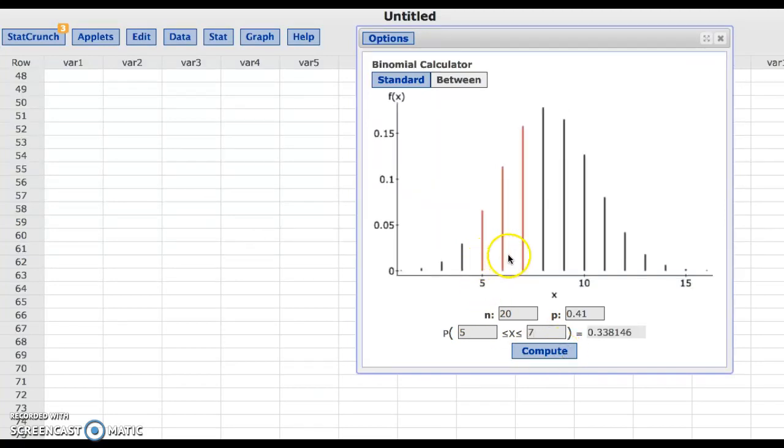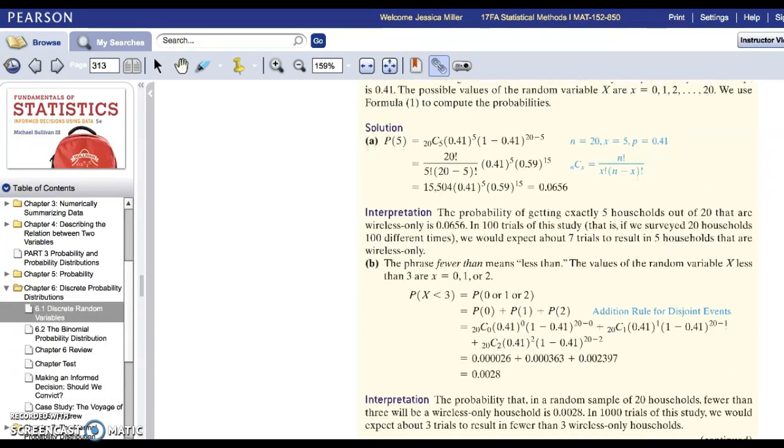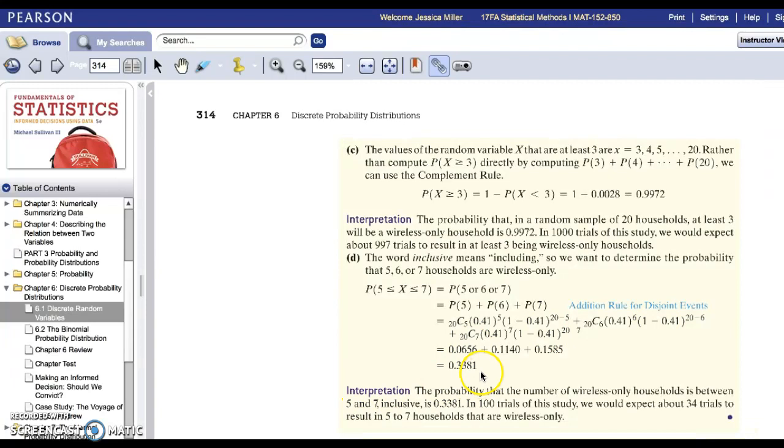So notice StatCrunch highlights our 3 bars, 5, 6, and 7, and gives us a probability 0.3381. Double check that with ours. So notice they get the same thing by hand.